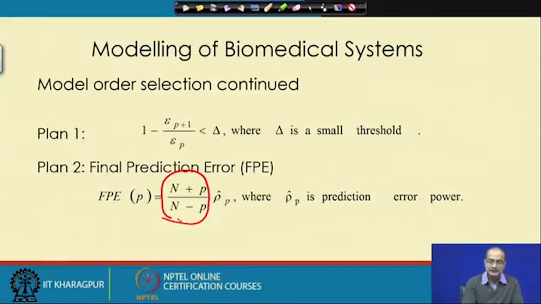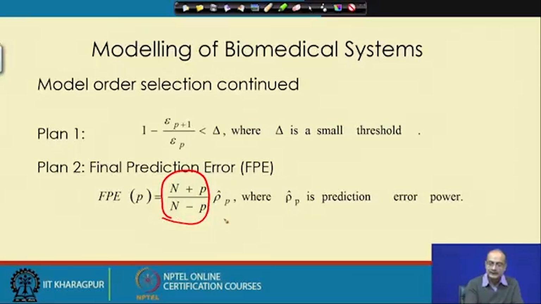So, if we look at this term (n+p)/(n-p), the numerator is linearly increasing, and the denominator is again linearly decreasing. Initially, as n is very large, the change will not be prominent, but as p is growing, it will become more and more prominent, and the two together will give a nonlinear increase.